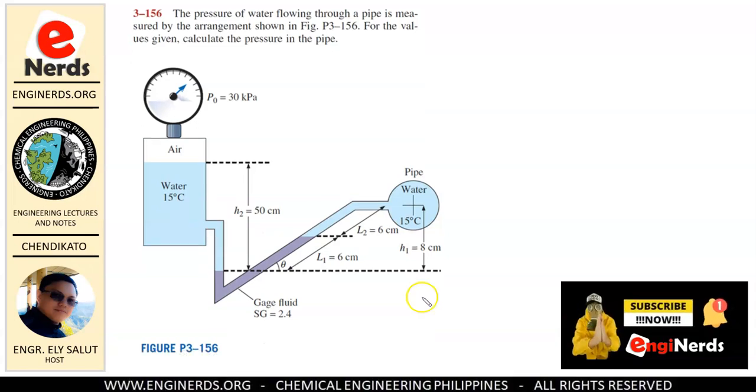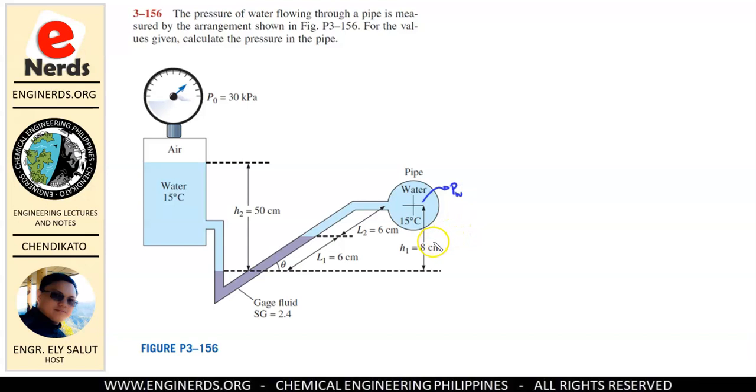So this is found in problem 3-156. The pressure of water flowing through a pipe is measured by the arrangement shown in figure 3-156. So this is the figure. For the values given, calculate the pressure in the pipe. So this is what we need to find out, the pressure of the water in the pipe. Okay. So first, let me label that as PW, para meron na agad tayong reference.